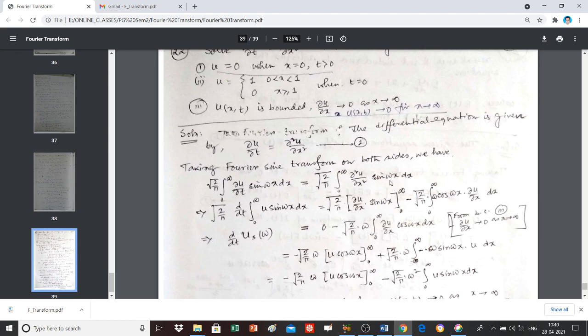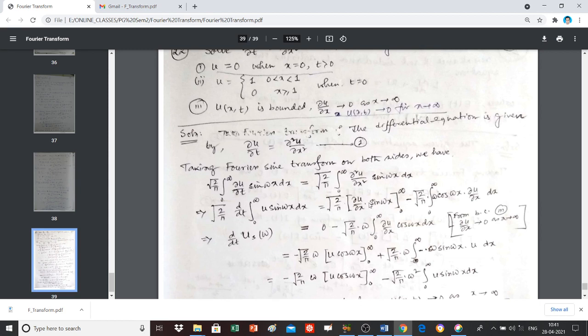First, sin(ωx) is taken as the constant, then we integrate this term, which provides this value, and after that comes the minus sign, then square root of 2/π, then we differentiate sin(ωx) to get ω cos(ωx), and integrate ∂u/∂x dx. Now from here you see that the integral from 0 to infinity of u sin(ωx) dx is the Fourier sine transform of the function u, that is u_s(ω). So this term, square root of 2/π times the integral, is u_s(ω), and d/dt is applied to it.